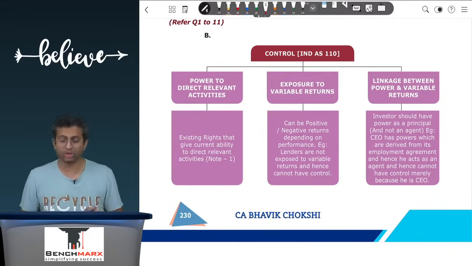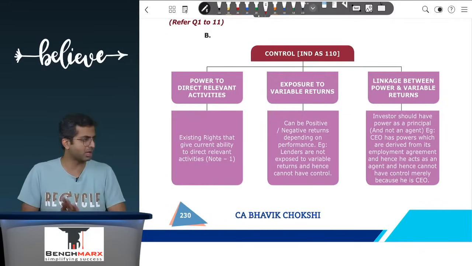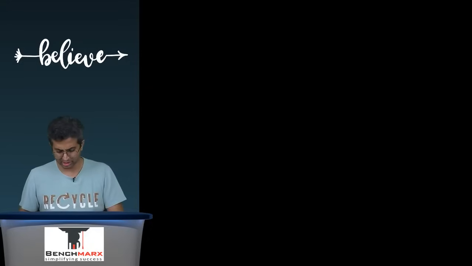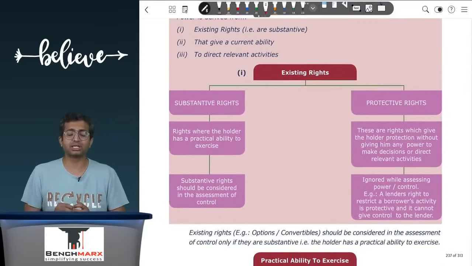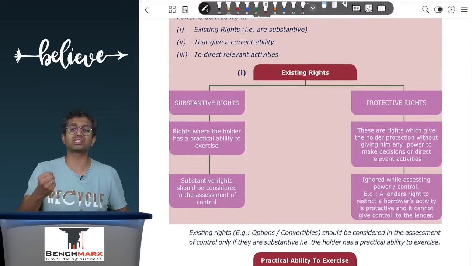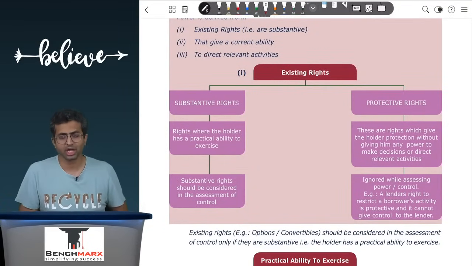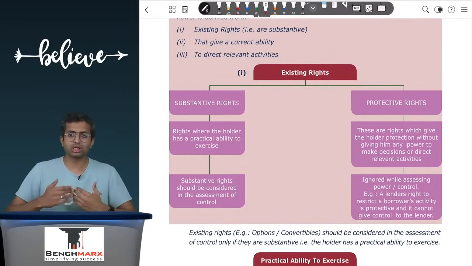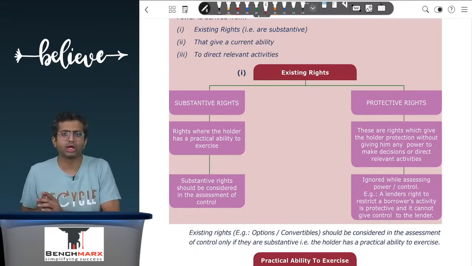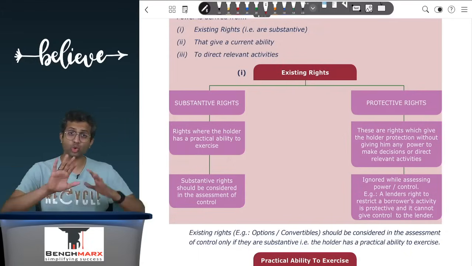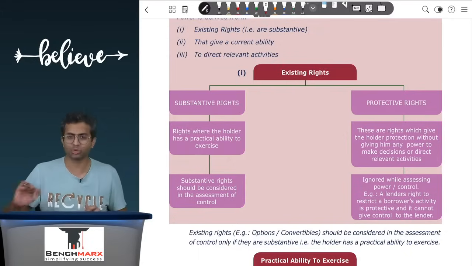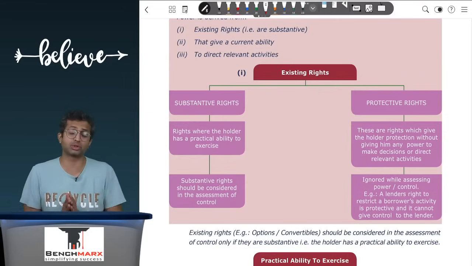We will focus more on the power to direct relevant activities. This power, remember, arises from rights which are substantive. Now there are two types of rights. One is substantive right and one is protective rights. A substantive right is a right where an entity has a practical ability to exercise. However, a protective right is a right which just protects an investor. It is not a right through which I can do what I want to. I can prevent others from doing what they want to. That is a protective right, and protective right has to be ignored in the assessment of control.